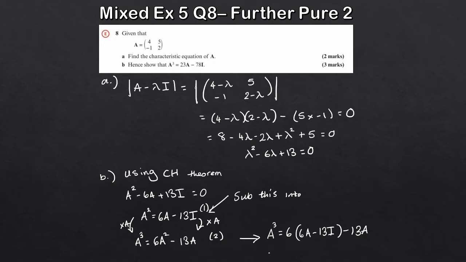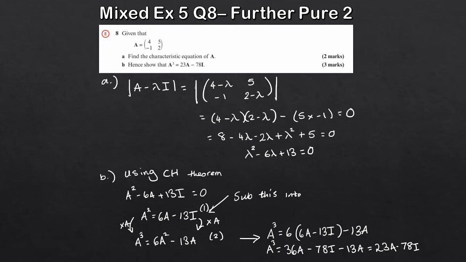So therefore, we can simplify this. A cubed is going to be equal to 6 times 6A, so that'll be 36A. 6 times minus 13I, so that'll be minus 78I, minus 13A. Okay. Now if you simplify this one step further, all we've got to do is subtract 13A off 36A. So what that'll actually give us is 23A, so 23A minus 78I there. And 3 marks for that part B, 5 marks overall for the full question.